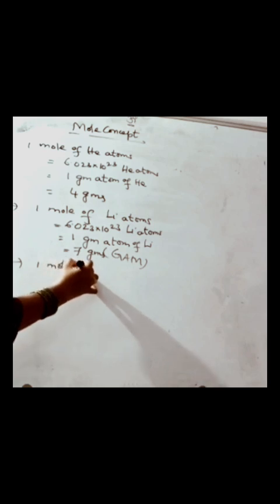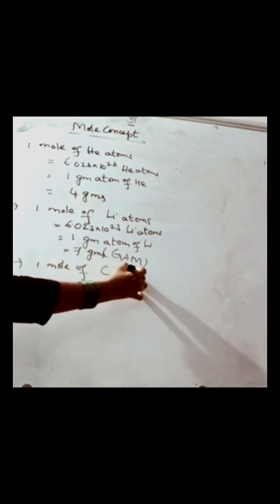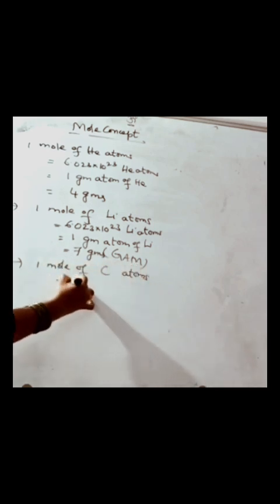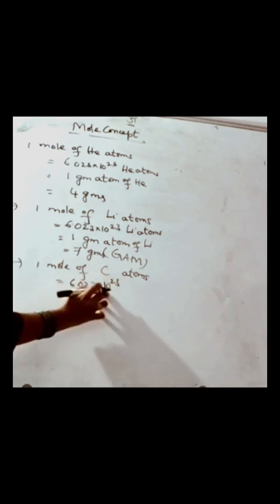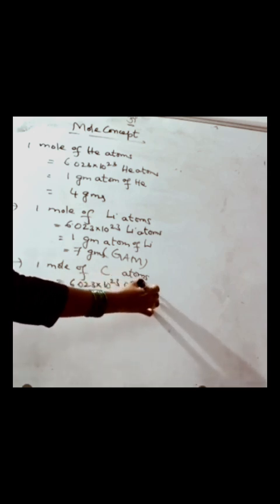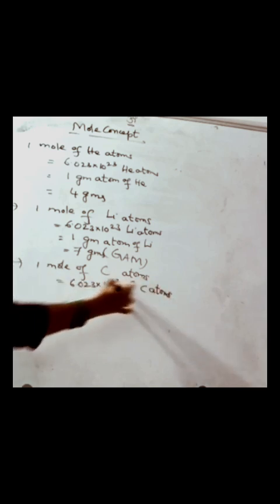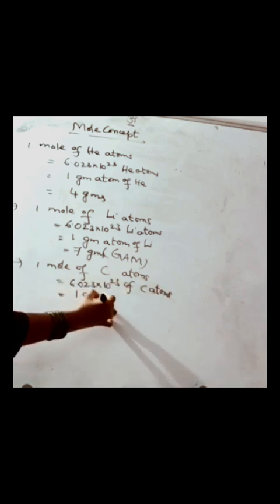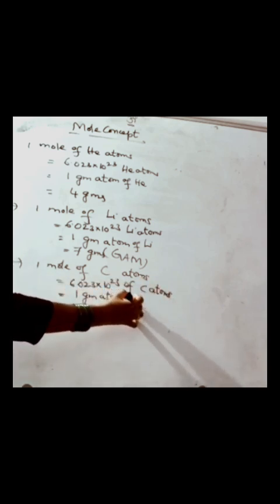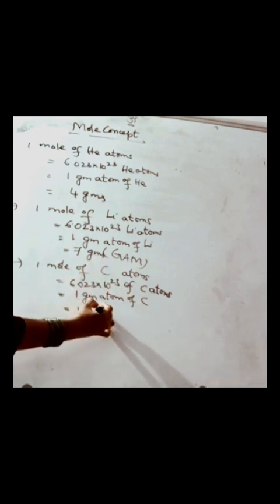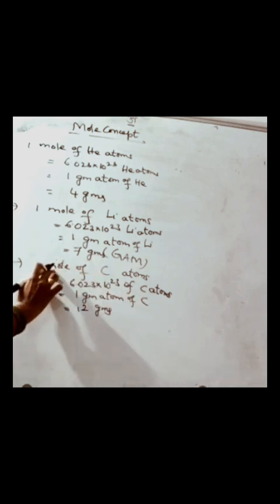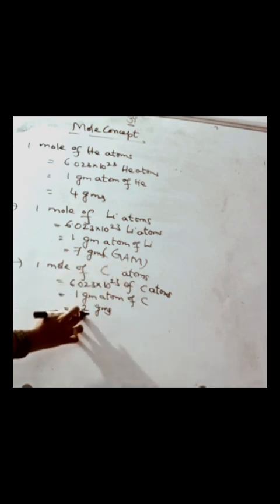1 mole of carbon atoms. 1 mole of carbon atoms means Avogadro number of carbon atoms. That is also called 1 gram atom of carbon, and the gram atomic mass of carbon is 12 grams. So, 1 mole of carbon atom's mass is 12 grams.